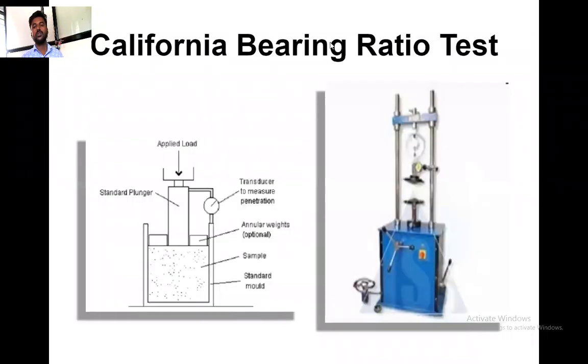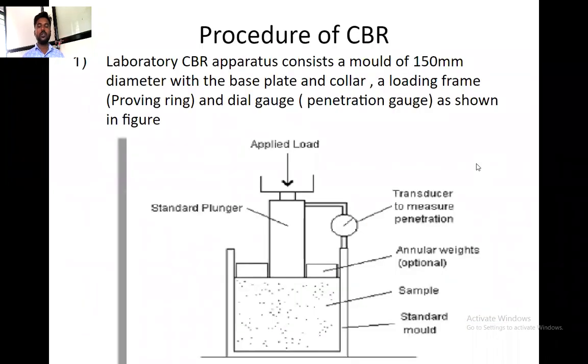So see, this is the CBR test apparatus that we are using, the California Bearing Ratio Test Apparatus. Then we will see the procedure. The laboratory CBR apparatus consists of the mold of 150 mm diameter with the base plate and the collar, the loading frame and the dial gauge, as shown in the figure.